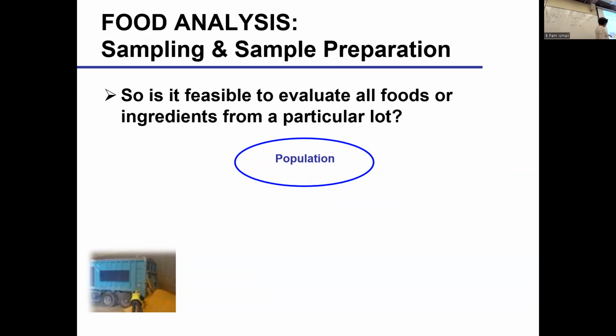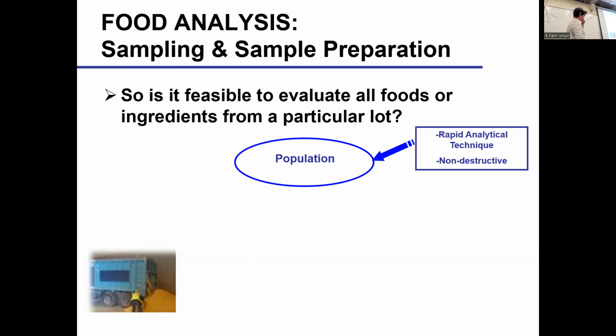Or let's say you have a truckload of grains. You need to run moisture, you need protein content, you need to run some analysis. You're not going to take all this grain and analyze it. You need to take a sample from the population.